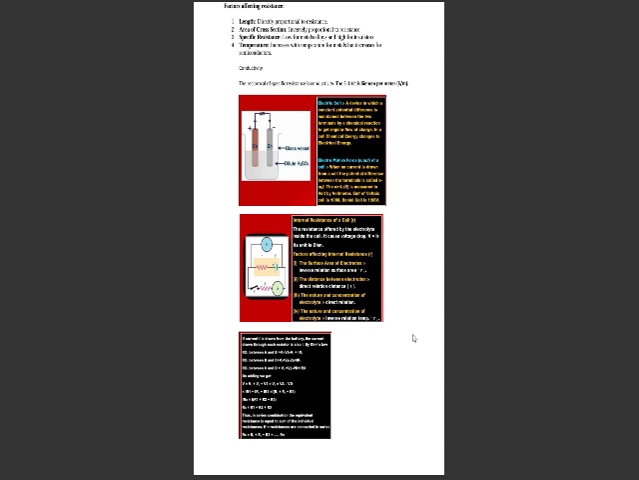Internal resistance of a cell. See, each and every wire, thing, whatever you take, which conducts electricity, has its own internal resistance.